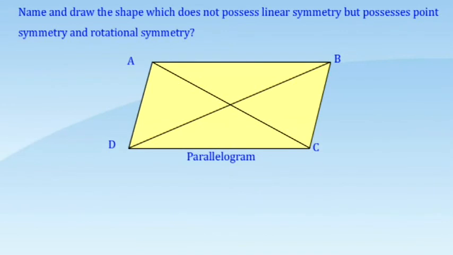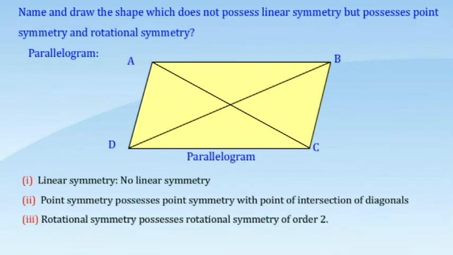Name and draw the shape which does not possess linear symmetry but possesses point symmetry and rotational symmetry. Parallelogram. No linear symmetry. Point symmetry possesses point symmetry with point of intersection of diagonals. Rotational symmetry possesses rotational symmetry of order 2.